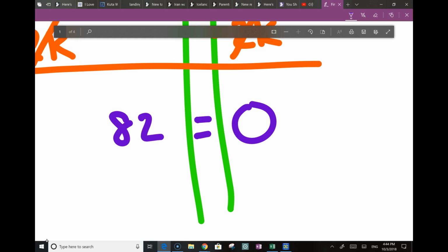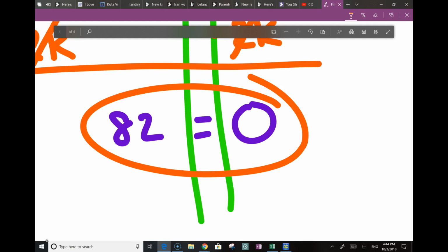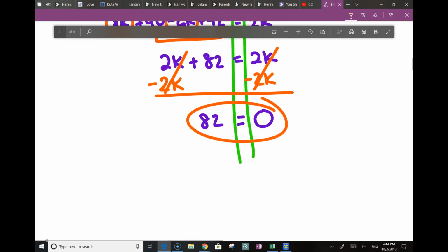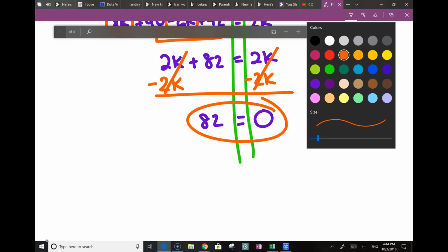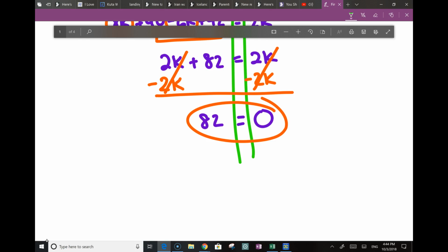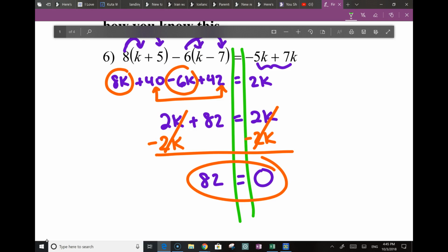This is claiming that the number 82 is the exact same thing as saying 0. So if you have $82, it's like saying you have no money at all. Not a big deal. We know that is not true at all. And so what we have to do is take this and change an equal sign into no equal sign. And the way to do that is to say, well, because 82 is not the same thing as 0, because the variable is gone, and I cannot write k equals something, I therefore have an equation with absolutely no solution.